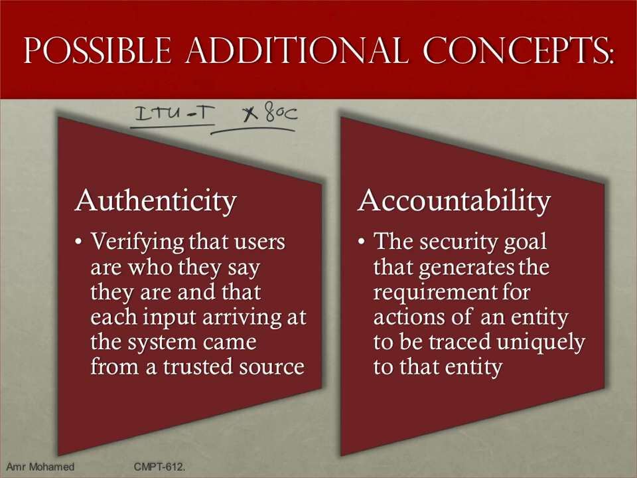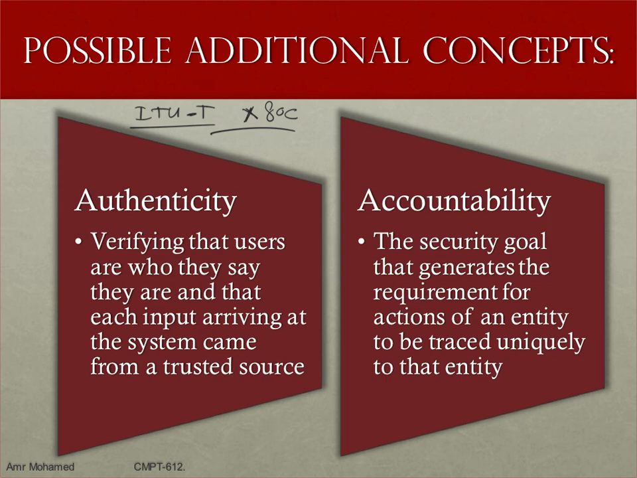So non-repudiation makes sure that whenever a message is sent, I can relate it to a specific entity, okay? But accountability talks about more than that. Accountability here talks about the fact that if there is a problem in the system, I can always trace it back and say, you did it, and you cannot deny, because we have non-repudiation.